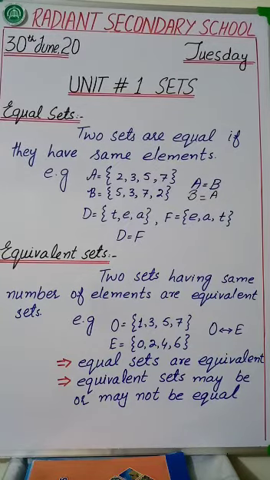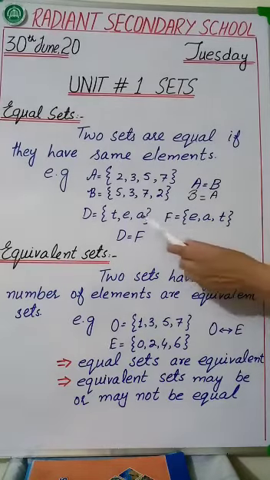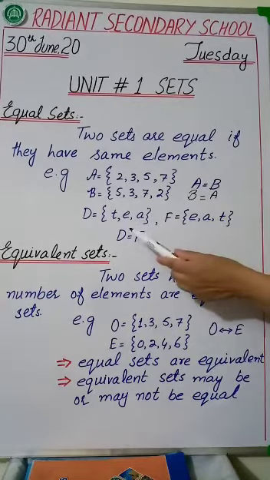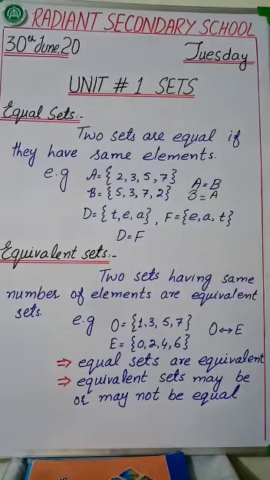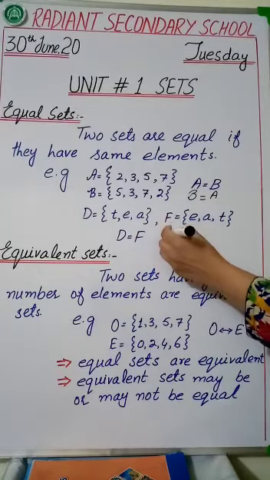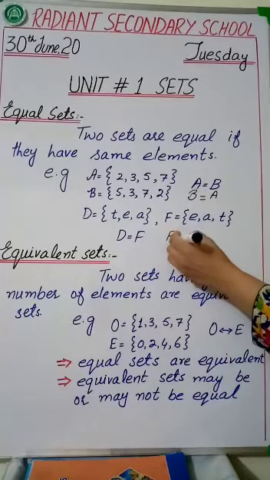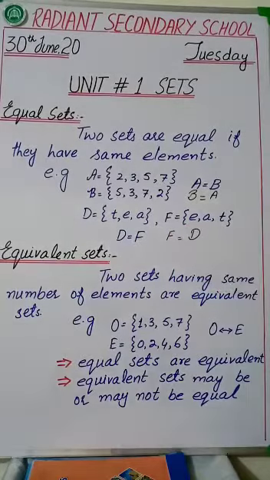Look at the second example. Set D has the elements T, E and A. This is the set of letters of the word TEA, and set F has the letters of the word EAT. You can easily observe that E is present in both, A is present in both and T is present in both. So when elements are the same, both of these sets will be equal. So you can say that set D is equal to F. You can also say that set F is equal to set D.